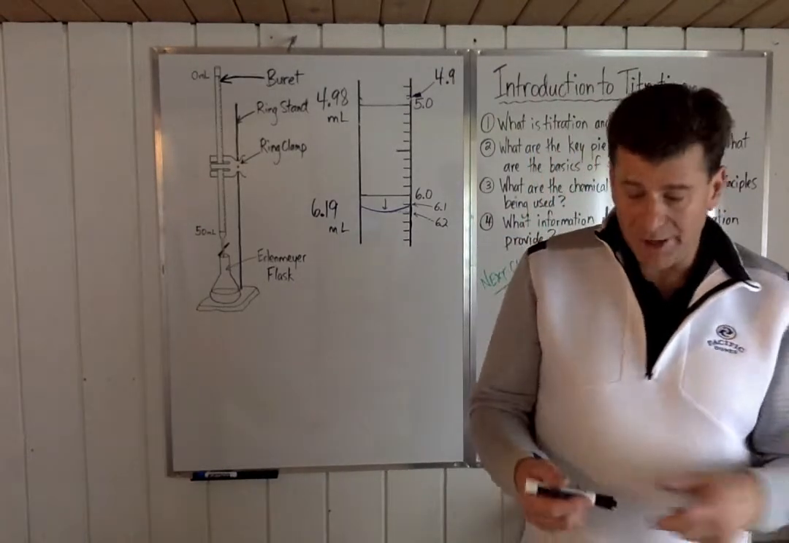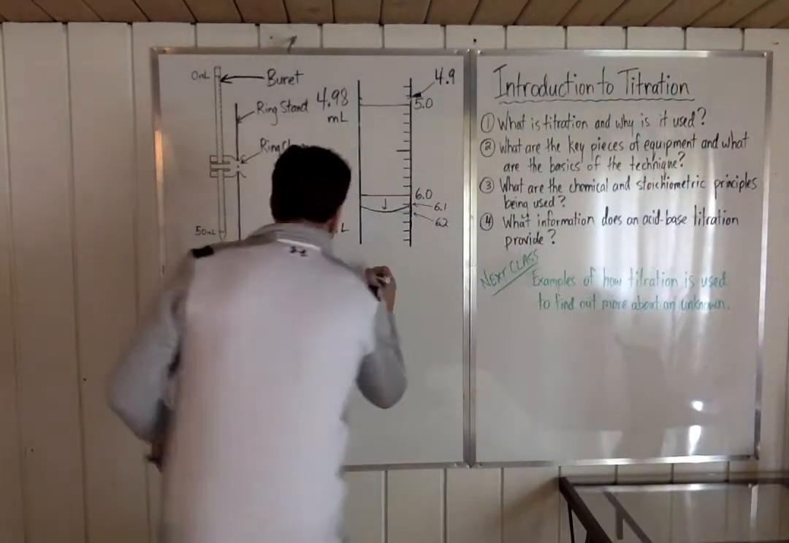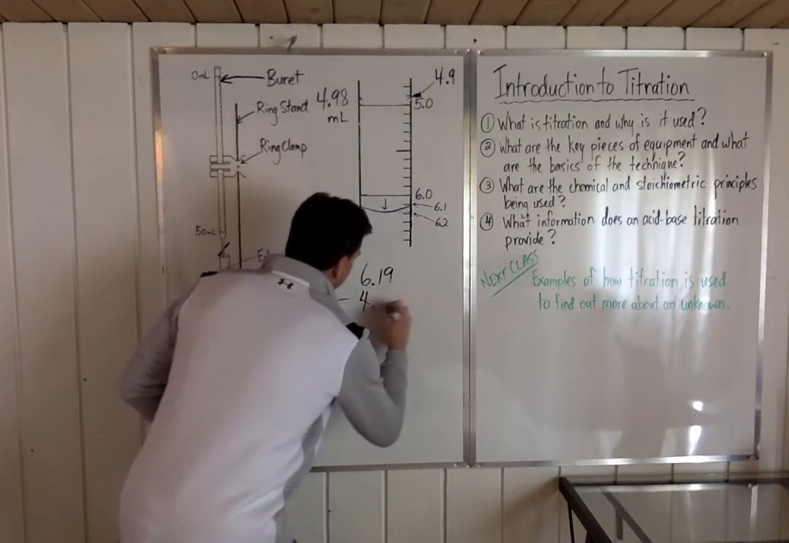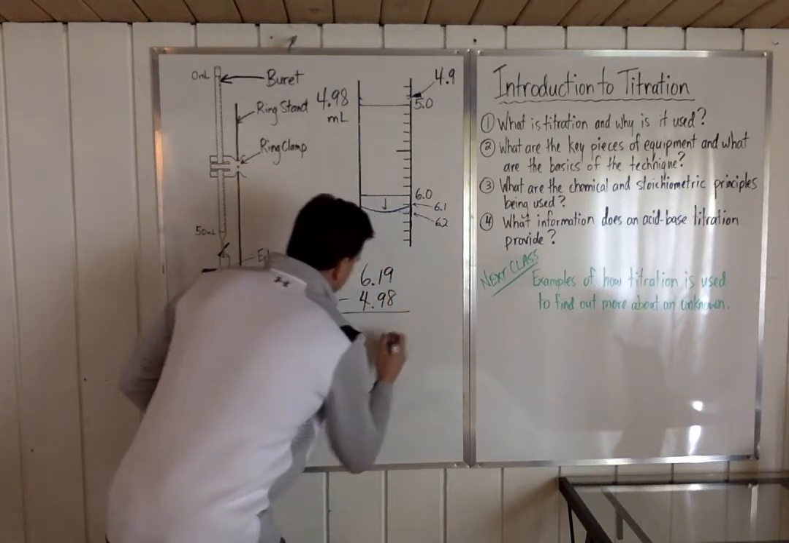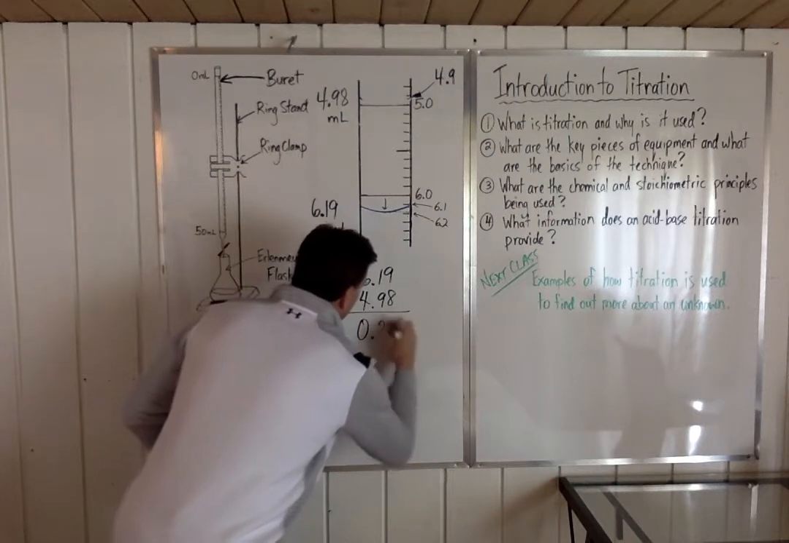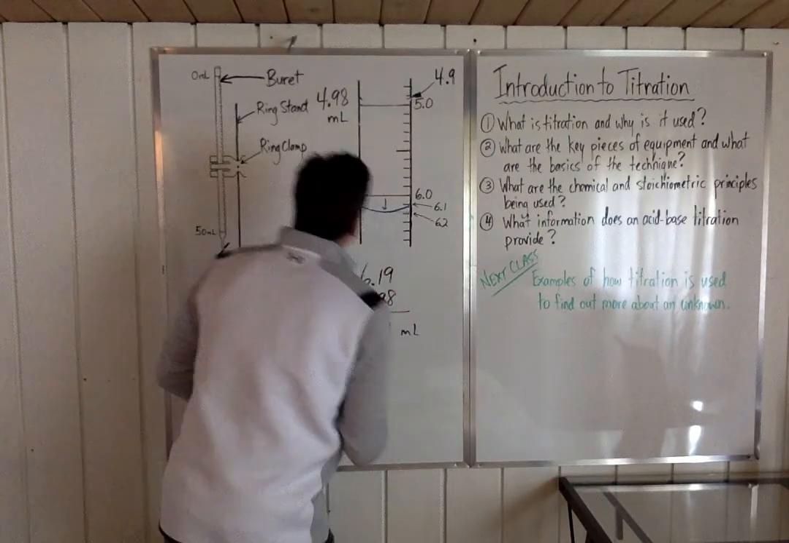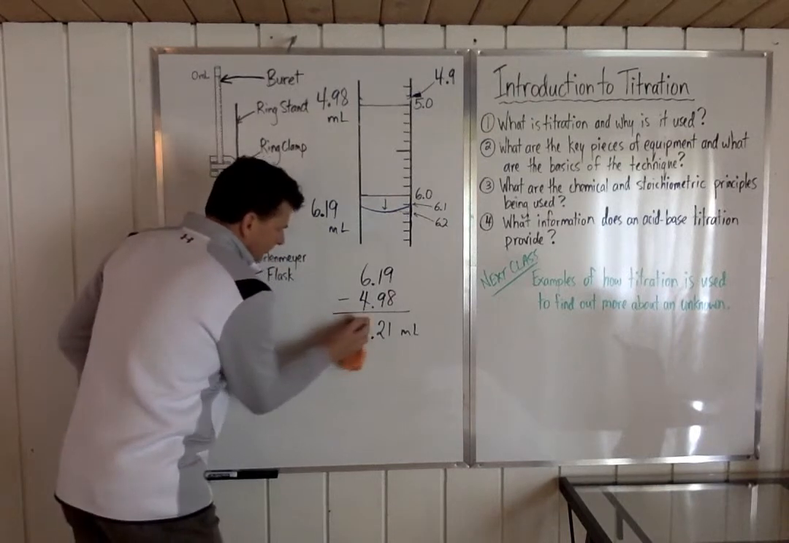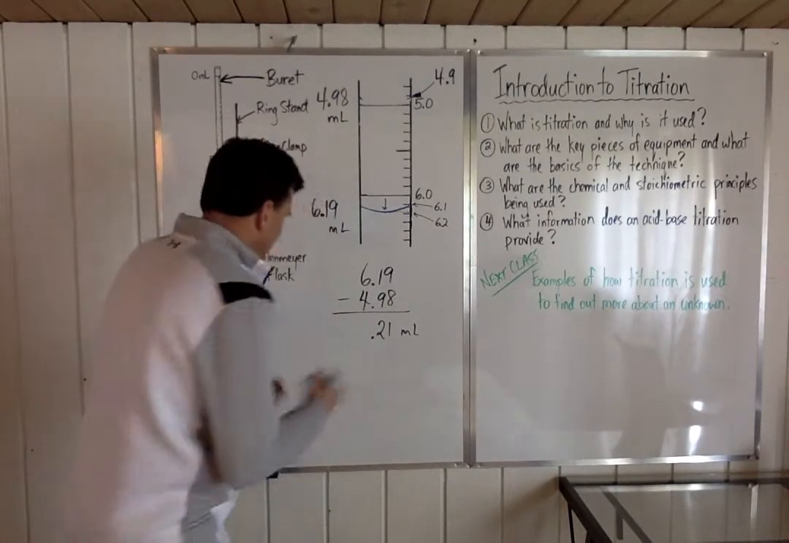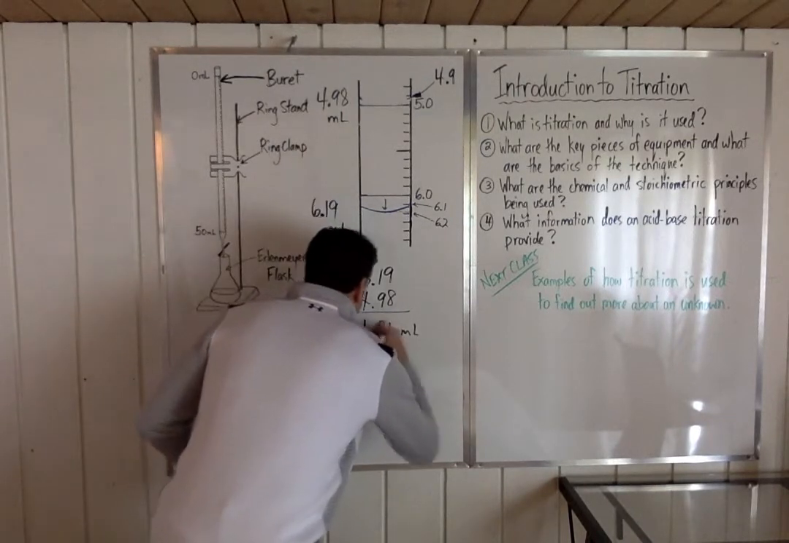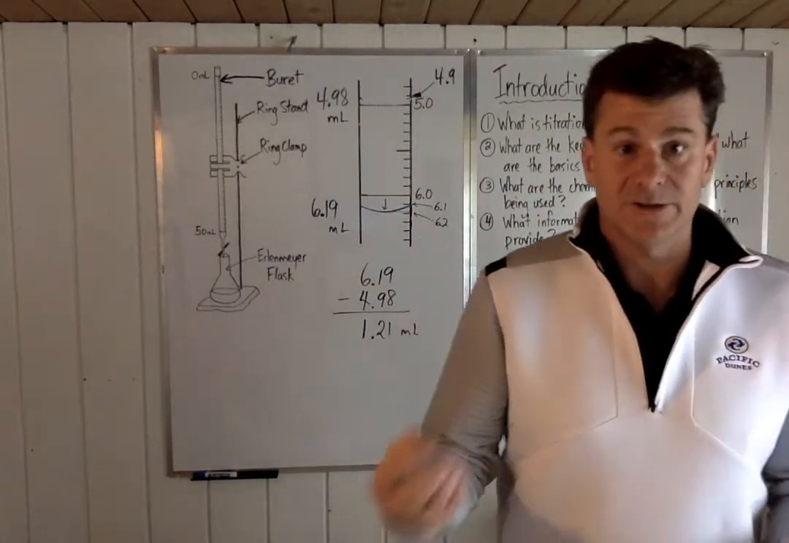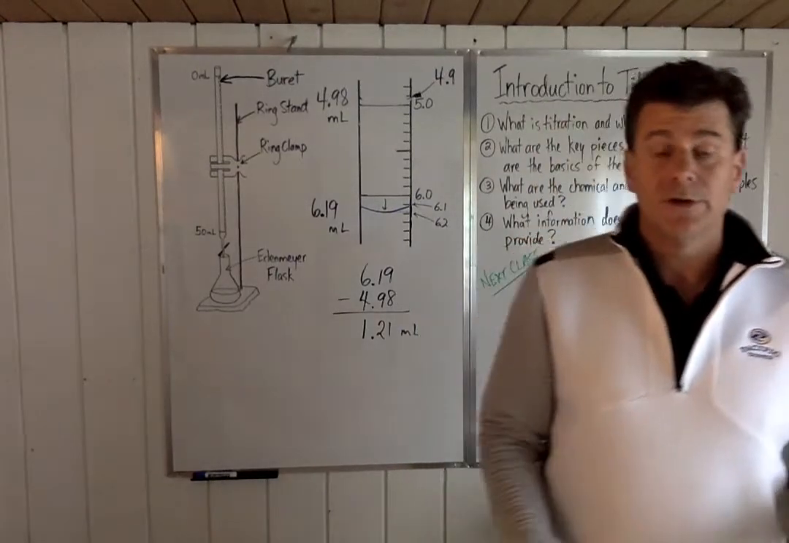Well, I poured out the bottom whatever the two subtracted from each other are. So 6.19 minus 4.98 is 0.21. Oops. It's not a zero. It should be a one. So 1.21 milliliters were poured out.